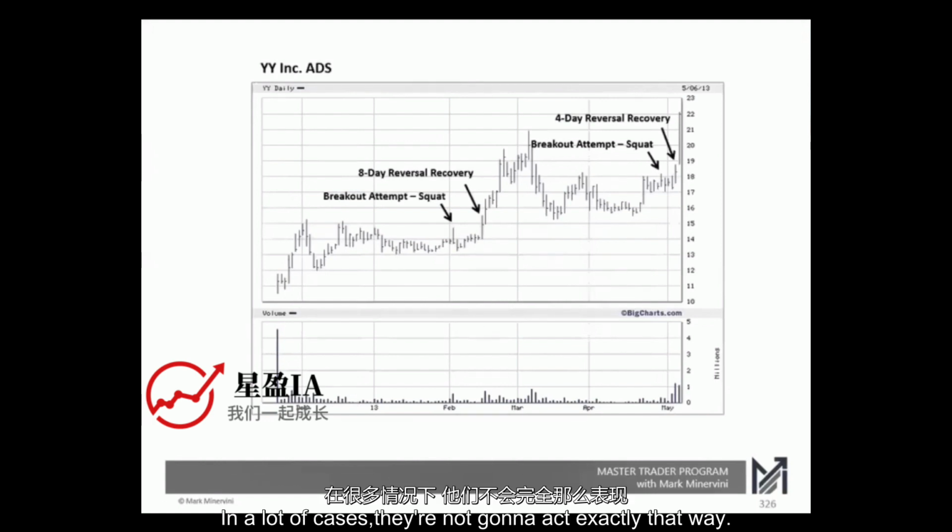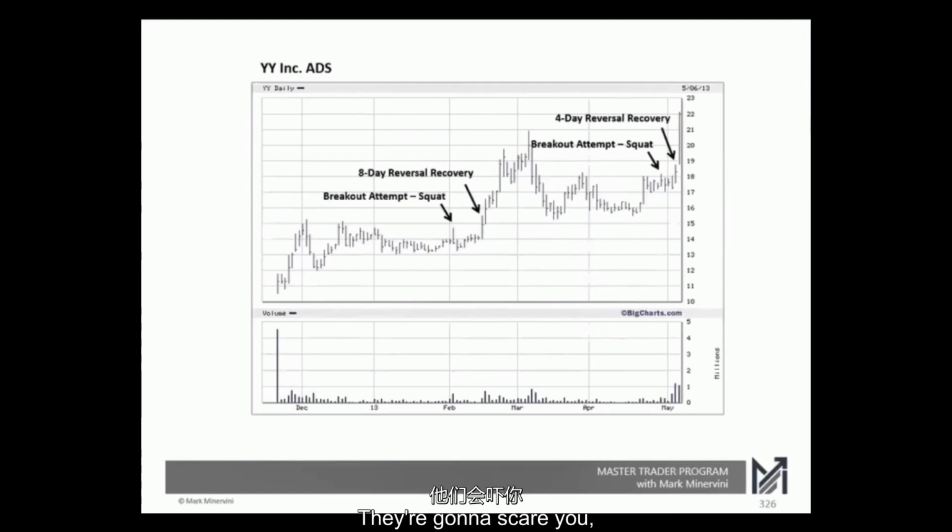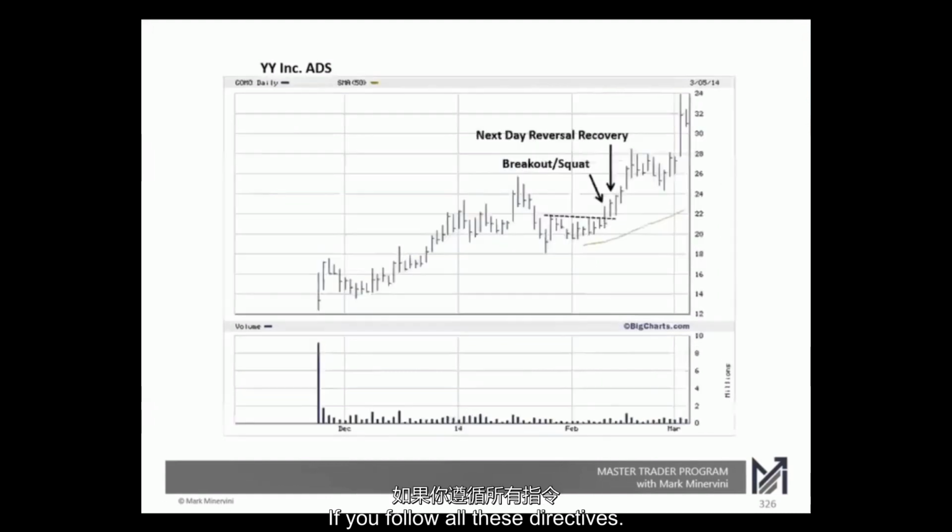And in a lot of cases, they're not going to act exactly that way. They're going to scare you. They're going to try to get you out. And so that's why you have to stick to rules, and it takes away that emotion. And eventually, you're going to get a number of great winners if you follow all these directives.